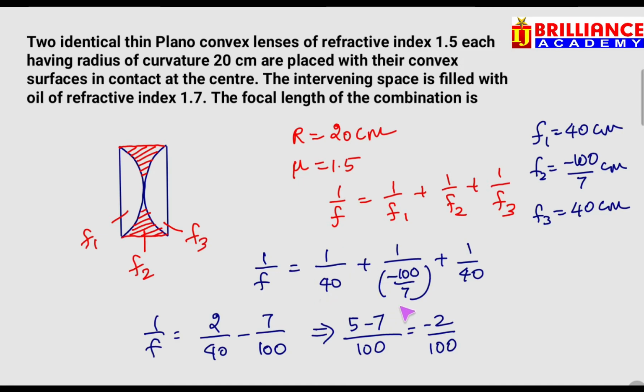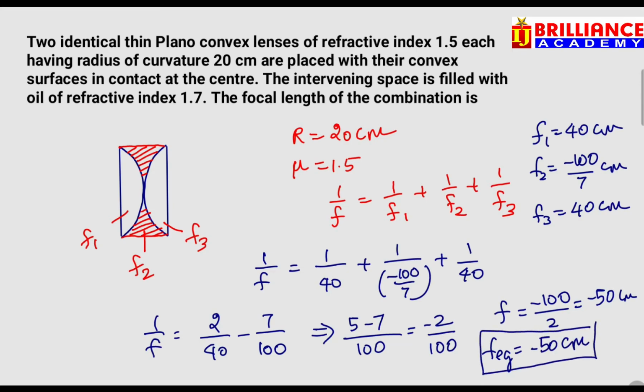See, I have done the substitution here. So this minus, so 2 by 40 minus 7 by 100. I have taken the LCM, 5 minus 7, so minus 2 by 100, which is 1 by f. So f will be equal to minus 100 by 2, which is equal to minus 50 centimeters. So f equivalent will be minus 50 centimeters.